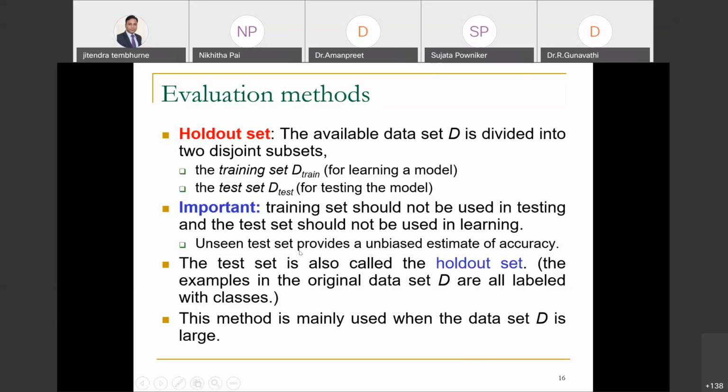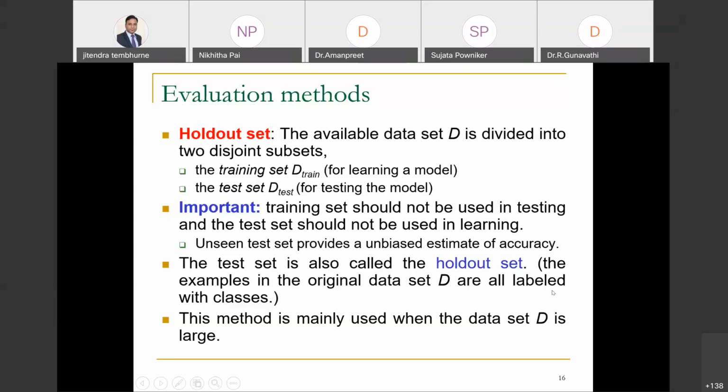Otherwise, if you give seen data as testing, what will happen? You will get a higher accuracy, but after that your model will not perform well. So that's why you have to provide unseen data, so that you get an unbiased estimation of accuracy. Now moving further, the test data is also called a holdout set.